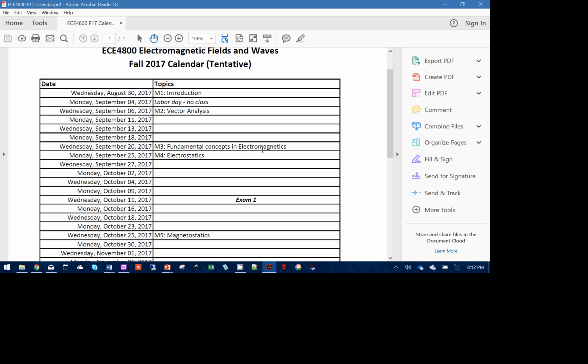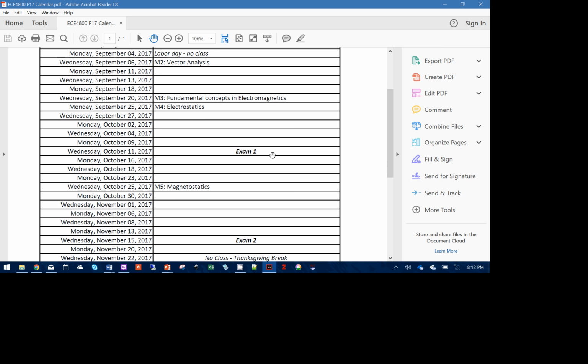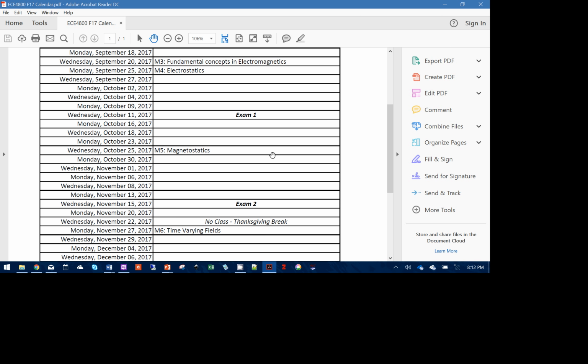We'll talk about things like capacitance. Dielectric materials have a property called capacitance. Conductive materials have a property called resistance. So we'll look at the origin of capacitance and resistance. That's a very important topic in electrostatics. Then we'll move on to magnetostatics. We'll talk about electric fields first in Module 4, and then in Module 5 we talk about magnetic fields.